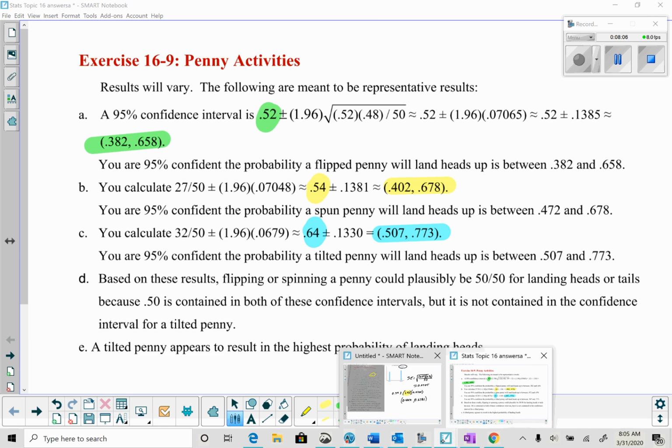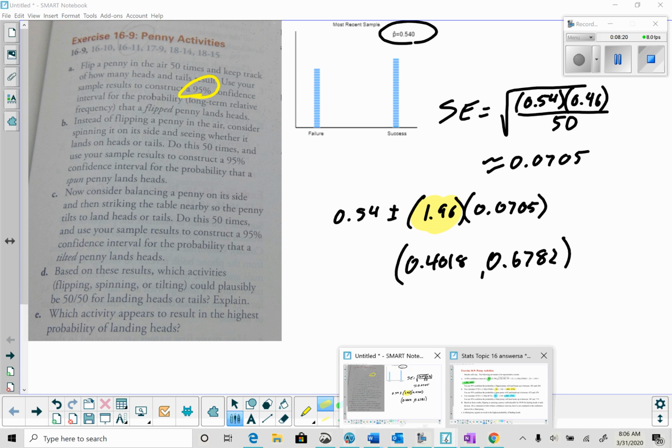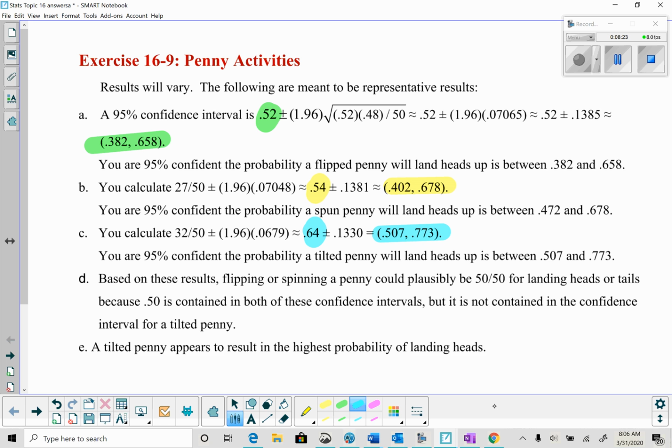Okay, then they asked, part D, based on these results, which activities could plausibly be 50-50 for landing heads or tails? Well, again, depending upon your outcomes, you look now at your confidence interval and see which ones contain 0.5 in that interval. Well, again, for their answers, for part A, yes. So flipping a penny. Part B, the 0.5 is definitely in that interval, yes. But notice there for part C, it's not.